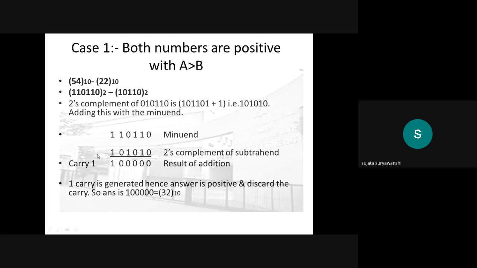Here a carry is generated. What your second step shows: if a carry is generated, it means your number is positive, so discard that carry and you get your result. That is 1, 0, 0, 0, 0, 0, which is equivalent to 32 as a decimal number. Here a carry is generated, hence your answer is positive. Discard the carry and the magnitude shows 32 in decimal form.